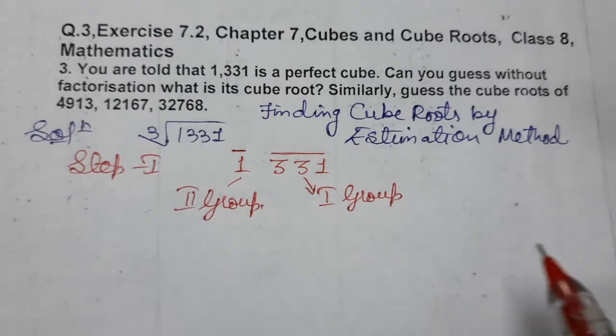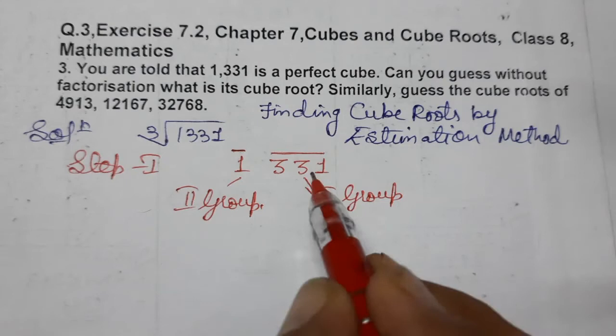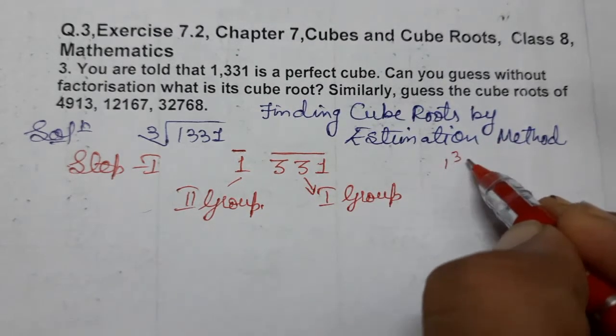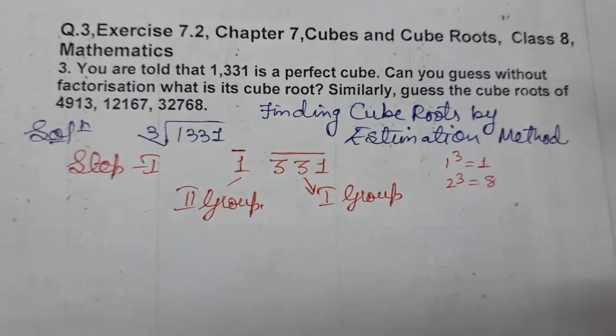So after making groups, we must know the cubes from 1 to 10. If we know all the cubes from 1 to 10, then we can do this question easily. 1 cube, 2 cube is 8, and so on.